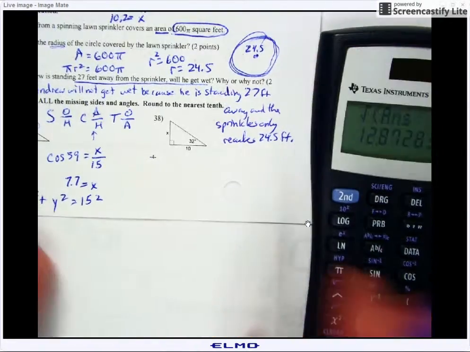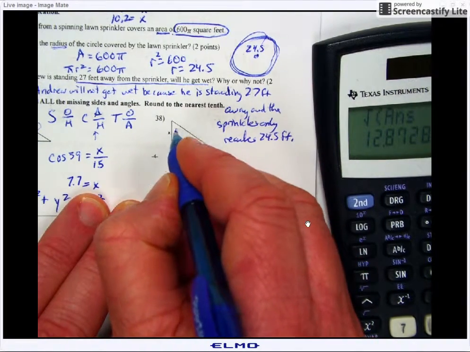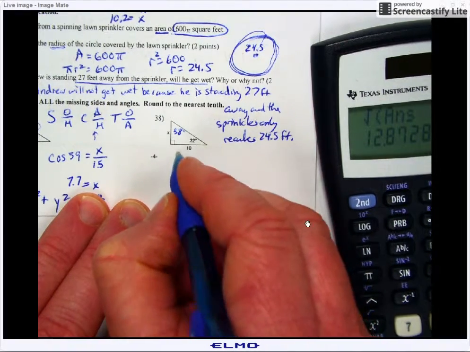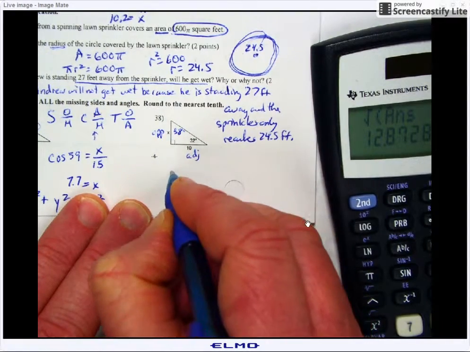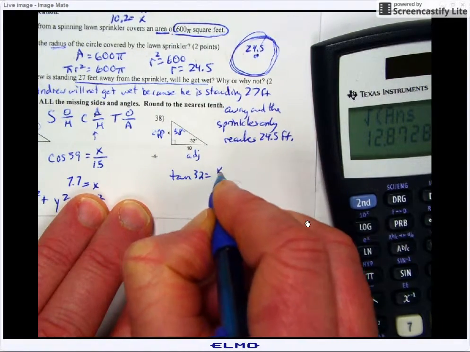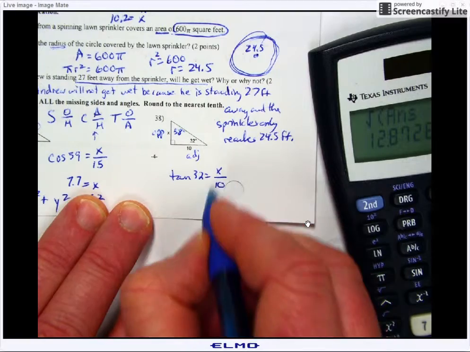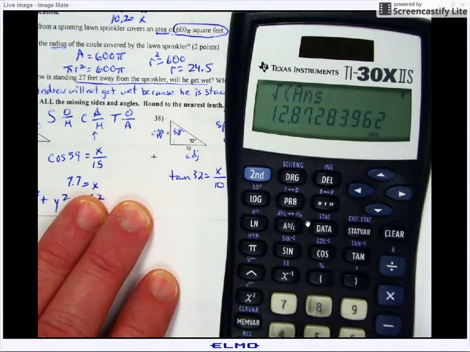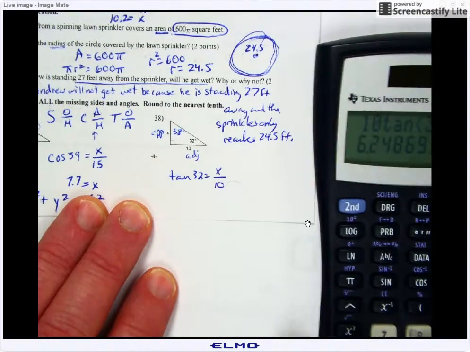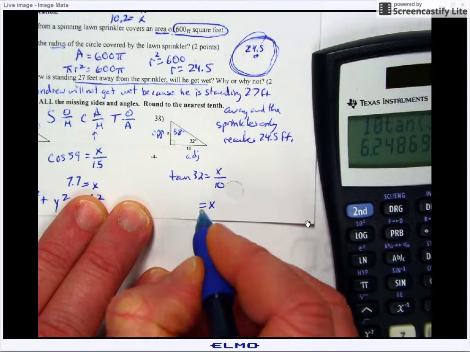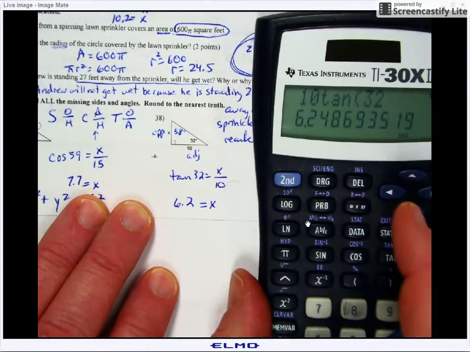On the last one, we're going to find x first. I can find the other angle. 90 minus 32 is 58. But the x is the opposite side, and this is the adjacent side. So the tangent of 32 equals opposite over adjacent. Multiply both sides by 10 to get rid of the 10 here. So 10 times the tangent of 32 is 6.248. So 6.2. Again, you can use Pythagorean theorem to find the third side.